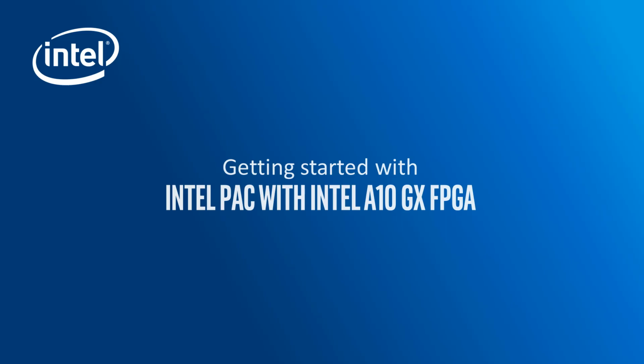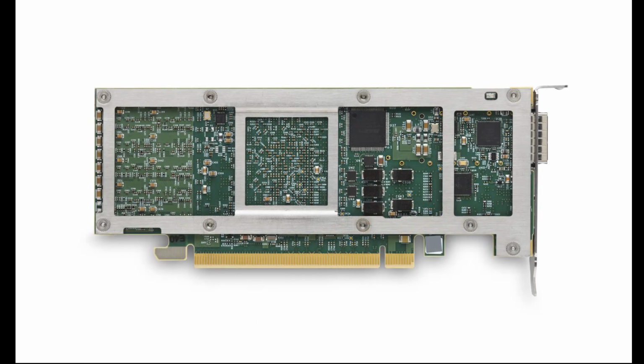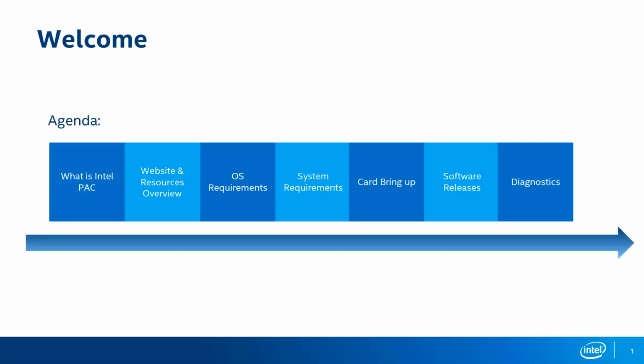Today, we will show you how to get started with the Intel Programmable Acceleration Card with Intel A10 GX FPGA, abbreviated as Intel PAC. The Intel PAC is a PCIe-based card and is supported by the Intel Acceleration Stack for Intel Xeon CPU with FPGA that provides optimized and simplified hardware interfaces and software libraries, thus abstracting away the hardware-specific FPGA resource details and establishing a common developer interface for using FPGA acceleration.